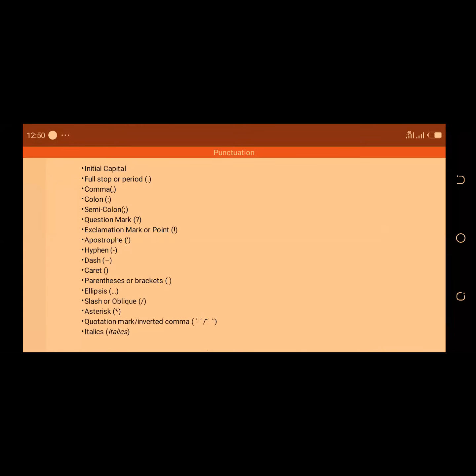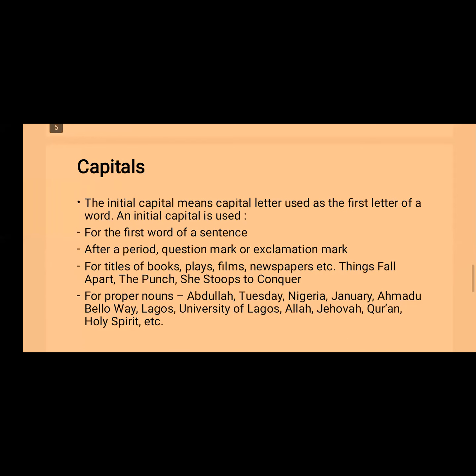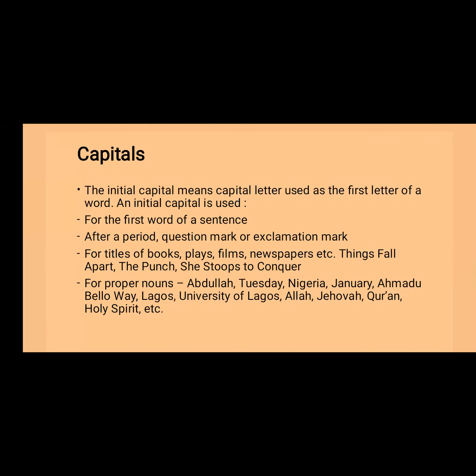All right. So the first one is the initial capital, the use of capital letters. Ordinarily, you would expect that everybody at this level should understand that and be able to use it effectively. But from experience and from what has been observed in students' writing, especially at SSCE level, you find that a lot of students still have issues with some of these aspects of punctuation. So it is important that we reiterate it again.